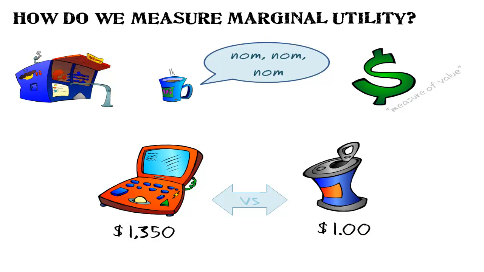So money is a really quick way of comparing how much benefit or satisfaction I get from those two different goods. Clearly, I get a lot more satisfaction from the netbook, $1,350, than I do from the can of Coke, which is only $1. Okay, so that's how we measure marginal utility, using dollars.